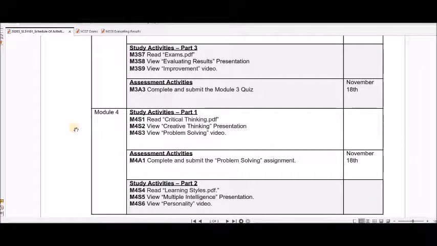So here is the assignment. This is the scheduled activities. We are looking at the assignments that are due November 18th. That'll be a week from today. That's going to be do everything in part 3 of Module 3 and part 1 of Module 4.